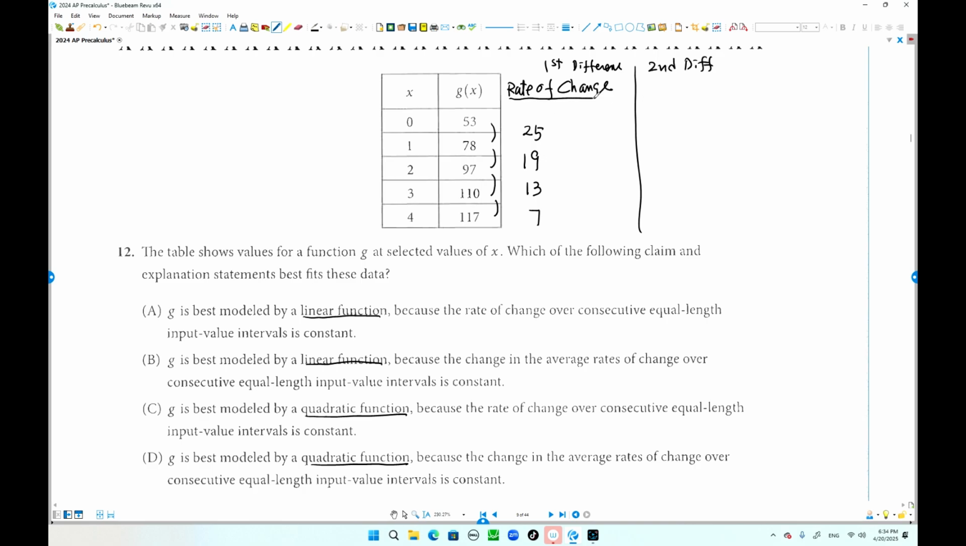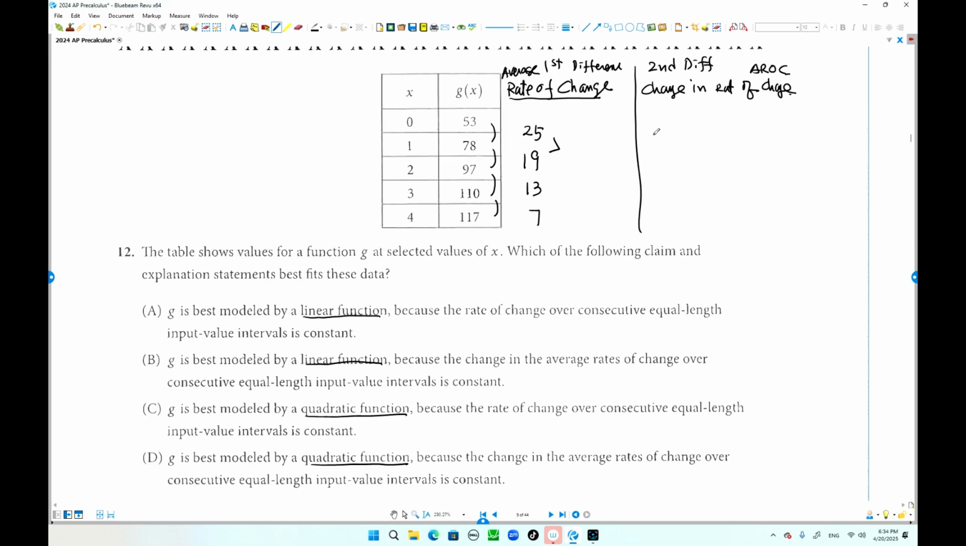The name of this is the rate of change. Second is what? Change in rate of change. Or actually, the name is AROC, right? The correct name is average rate of change. We said AROC, okay? Right.